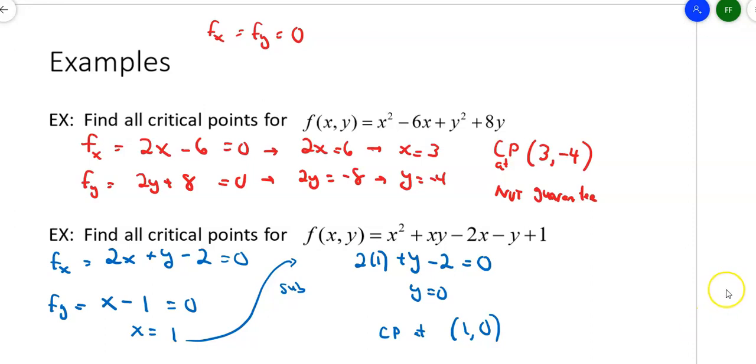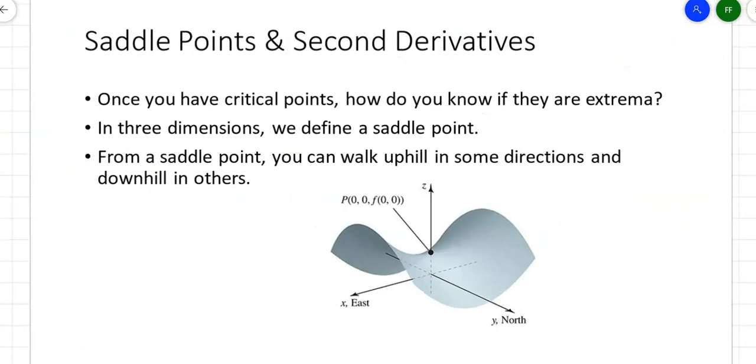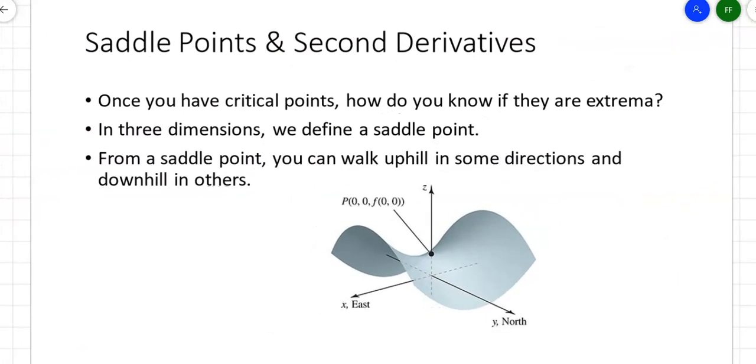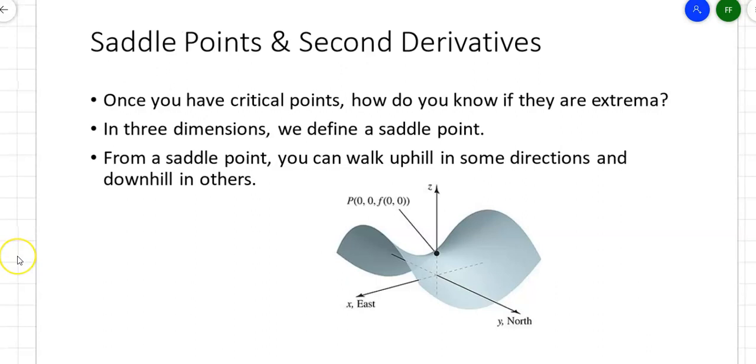All right, now that we're in 3 dimensions, we have a new question, and that is, how do second derivatives work, and why are they different in 3 dimensions than they are in 2 dimensions? Here's why. In 3 dimensions, you have what they call saddle points, and it looks like the saddle on a horse.